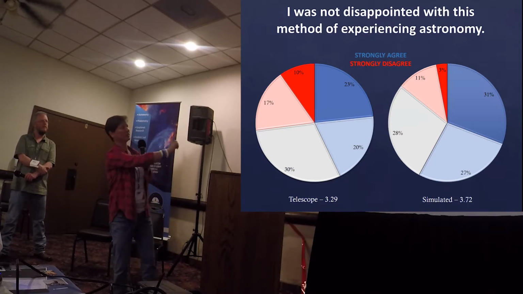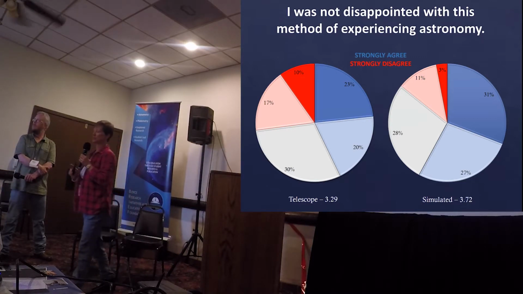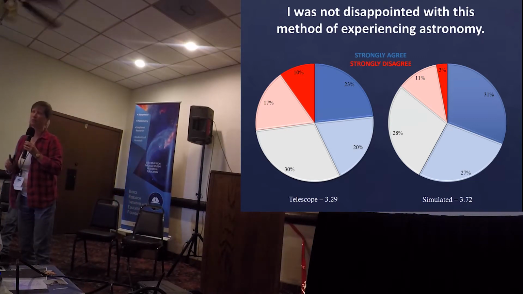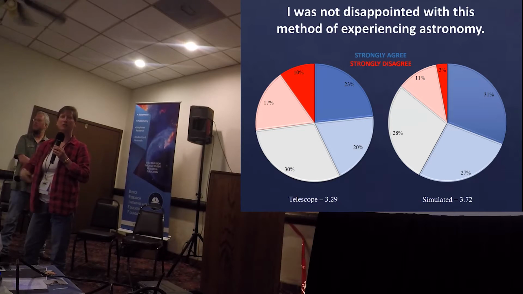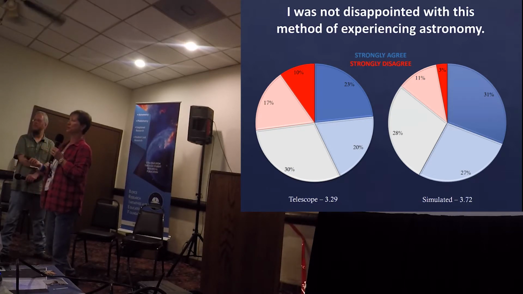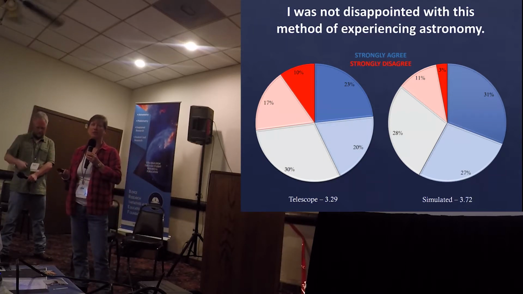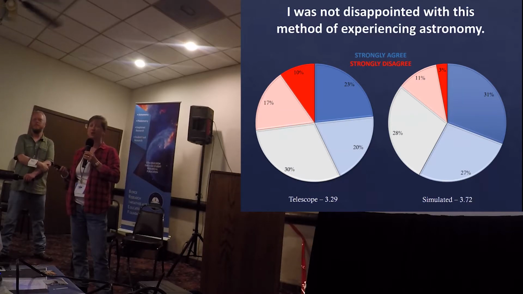Next: I was not disappointed with this method of experiencing astronomy. Again, you have the telescope on the left here, and about 27% of the students are saying, you know what, I was disappointed with this. And when you read through the comments, you find that the things you'd expect to be the source of the disappointment are in fact the source of the disappointment. What disappoints students about going out to the telescope? It's cold. What's that? Mosquitoes.